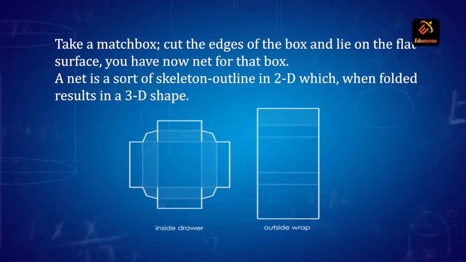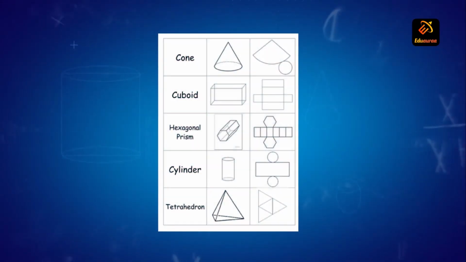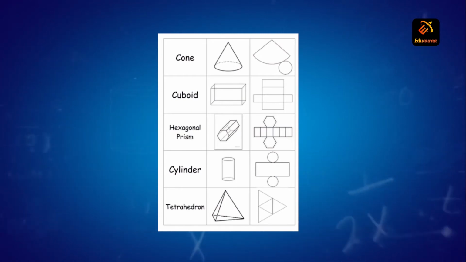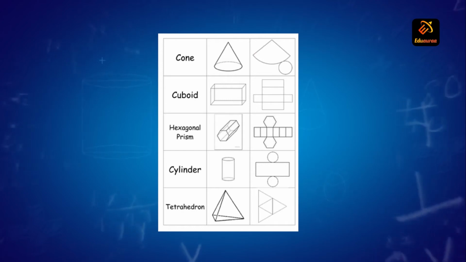Can you see the image of the matchbox net? So now glue each edge and join them again. We get the matchbox back. Now let us see a few nets of different 3D solids. Here some solids are shown, and at the side, in the next column, their nets are shown.